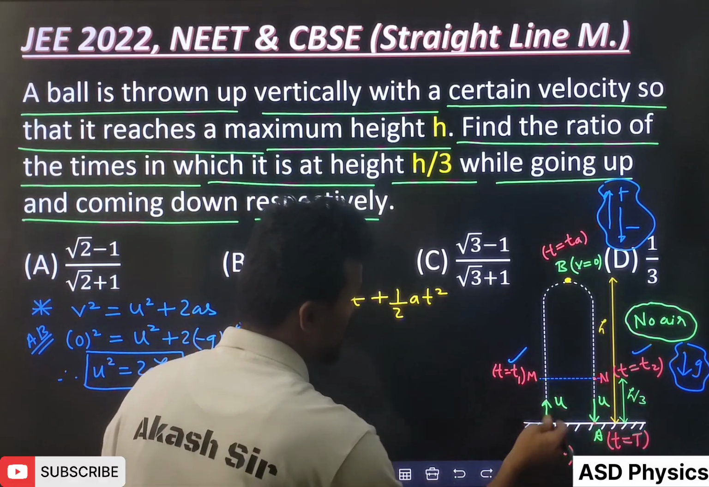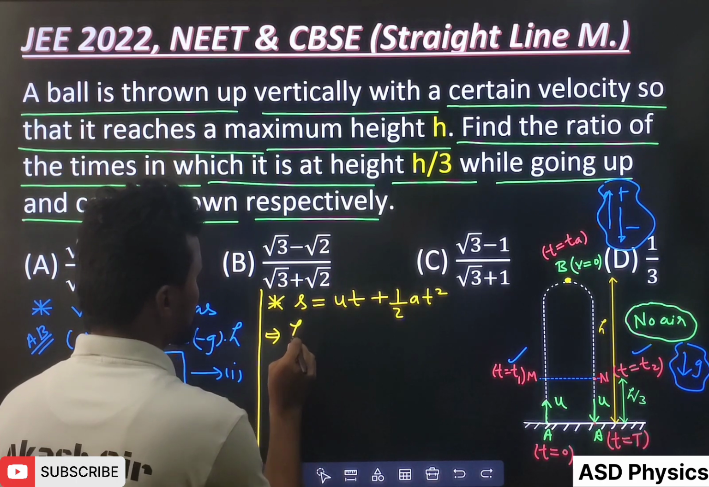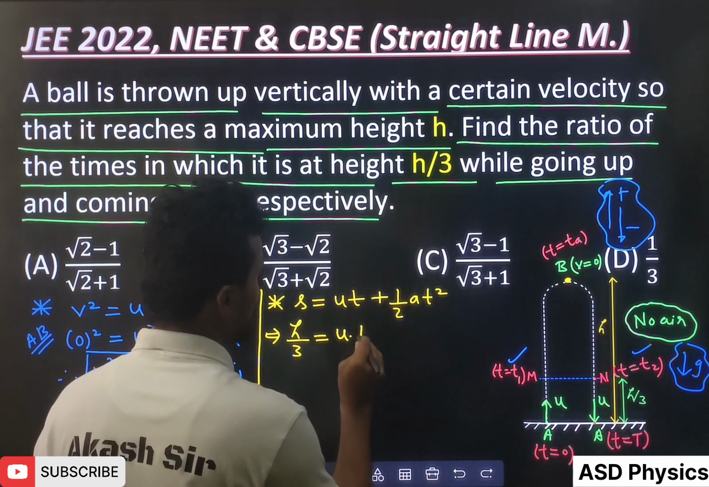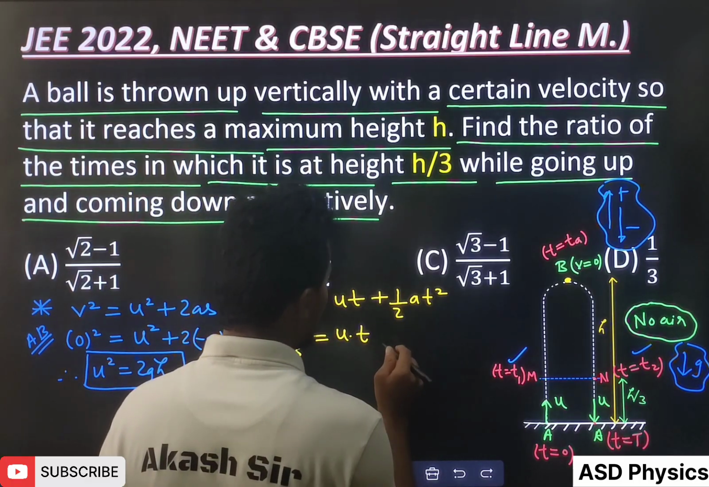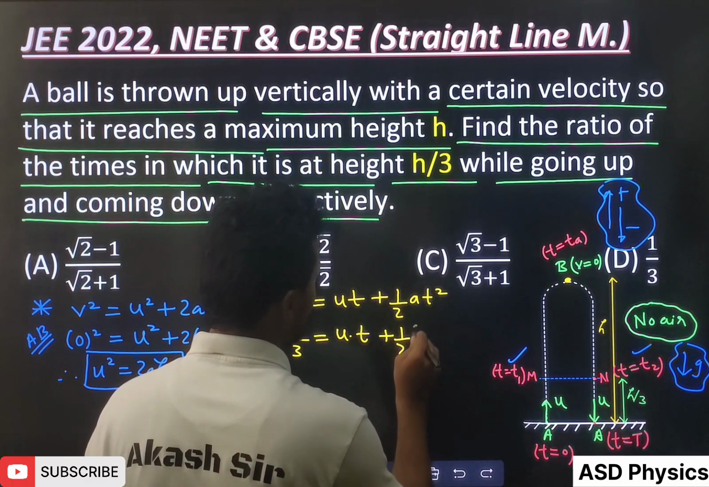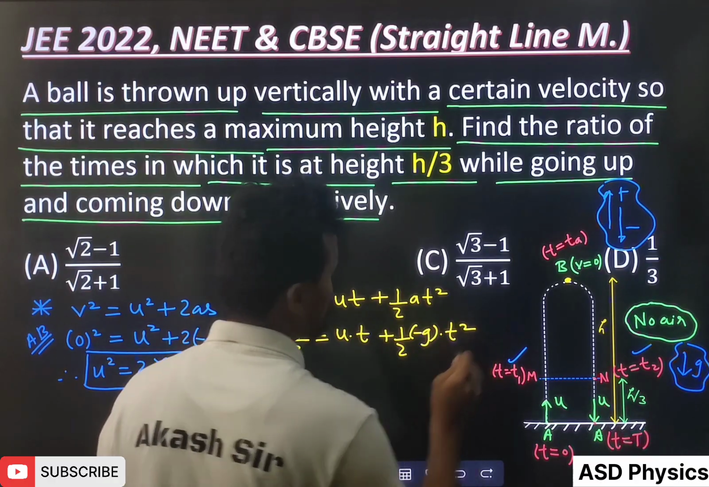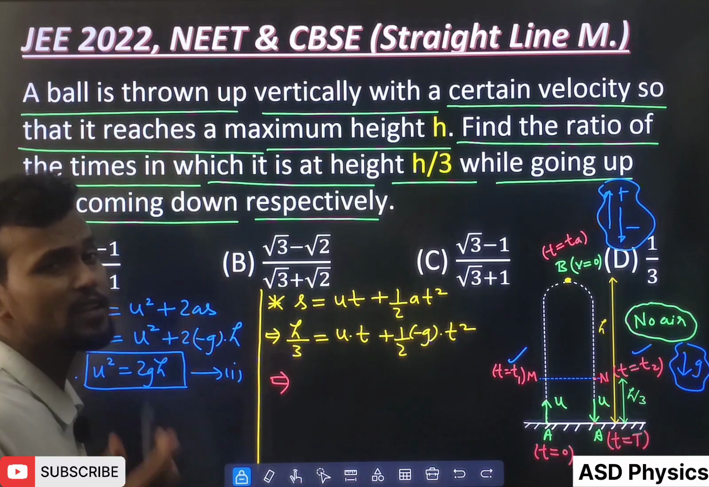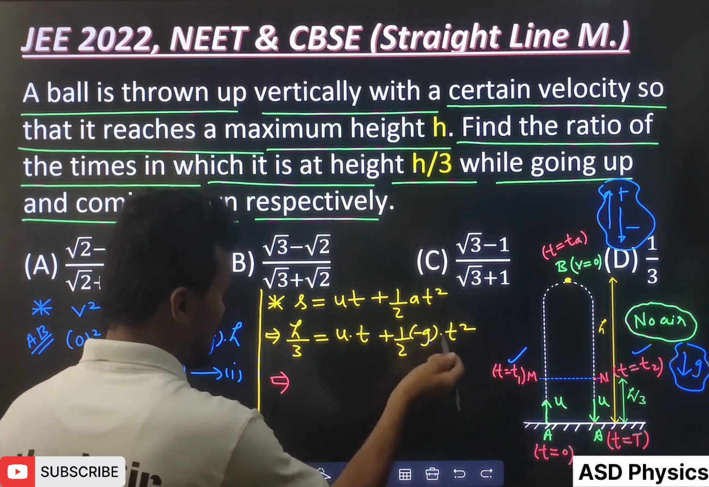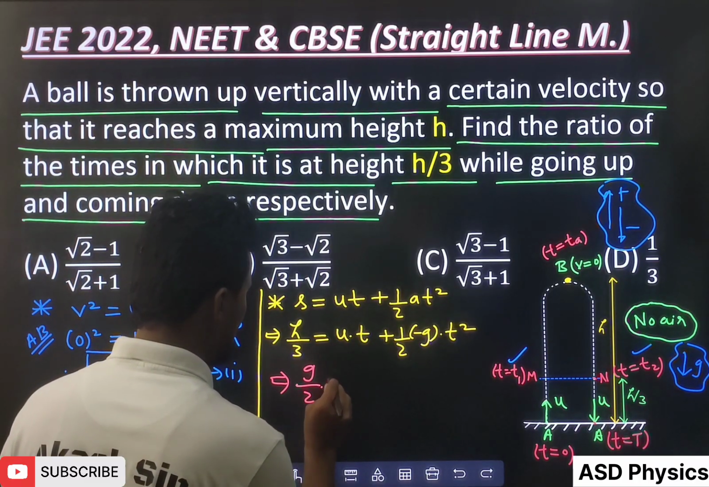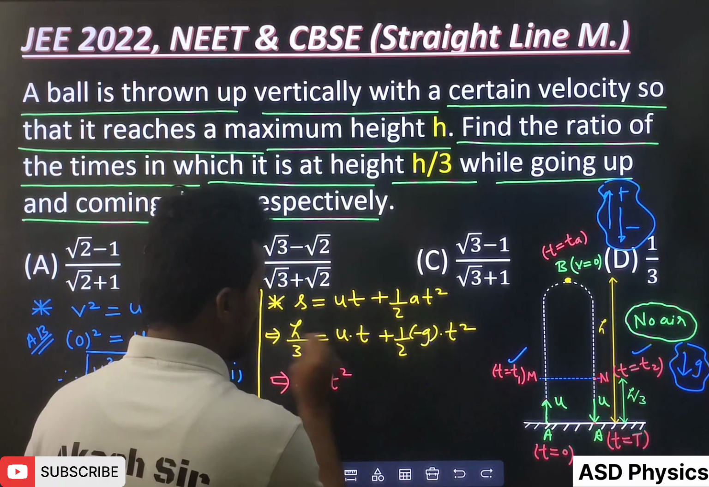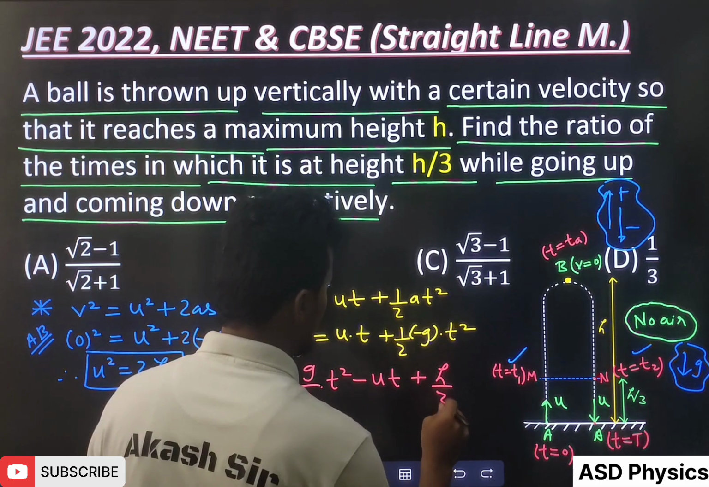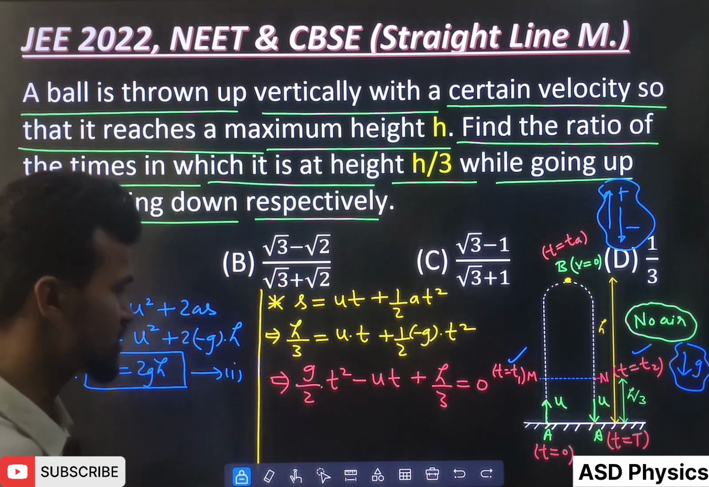See this one here, h by 3. I am using it from A to M. So see here please, h by 3 is equal to u into t, and after that half, and a value is anyhow minus g, into t square. Now I will make this a standard quadratic equation. So I can write here g by 2 t square, and this will come to this side, minus ut plus h by 3 is equal to 0. This is my standard equation.